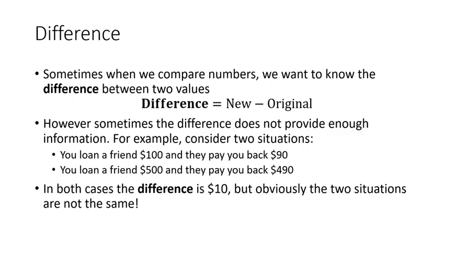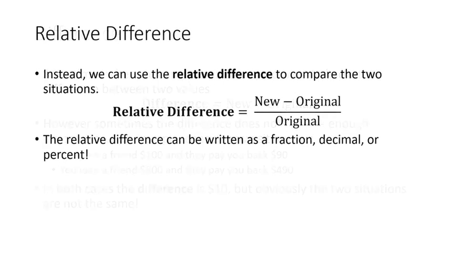For example, let's consider two situations. You loan a friend $100 and they pay you back $90, or you loan them $500 and they pay you back $490. In both cases, the difference is only $10, but the situations aren't the same. In one case, you got some percentage of your money back. In another case, you got much less back. Instead of using just the actual difference, we're going to use then the relative difference to compare situations like this.